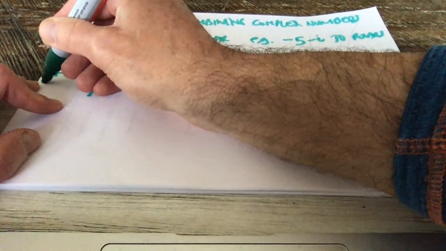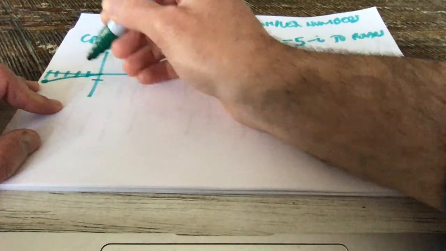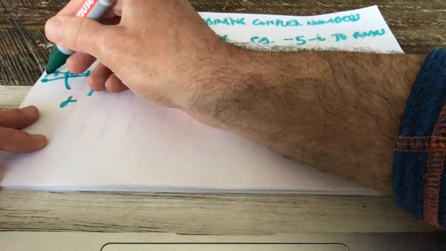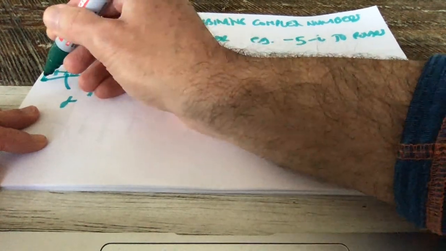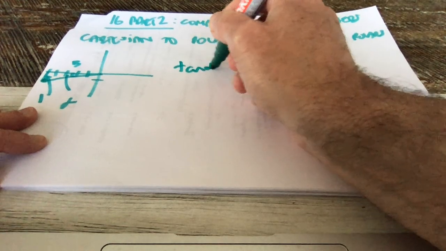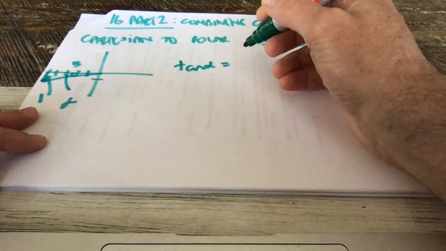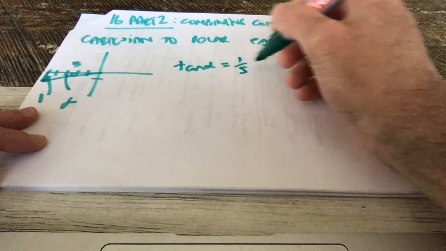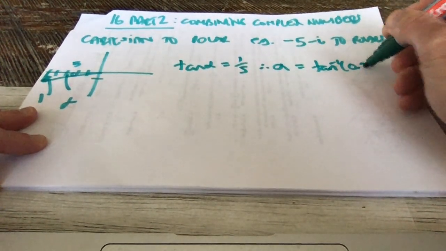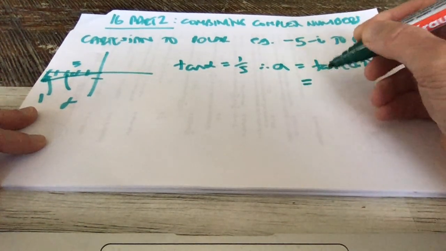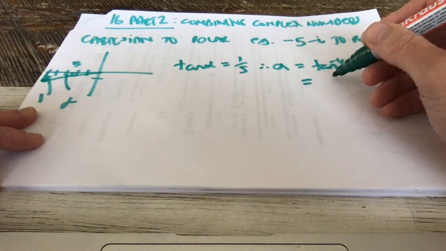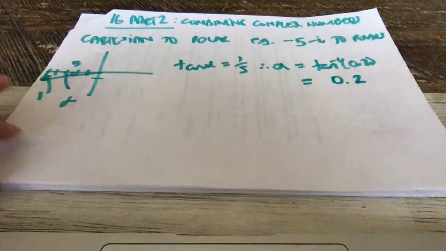So the point is down here, you draw your line up here, and you want this angle, call it alpha. Now you know the length here is 5, and the length here is 1. Therefore tan of alpha is 1 over 5, so alpha is tan inverse of 0.2. Make sure you're in radian mode, folks. I got 0.2 for alpha, approximately, to 1 decimal place.